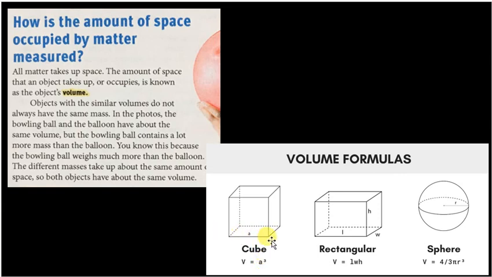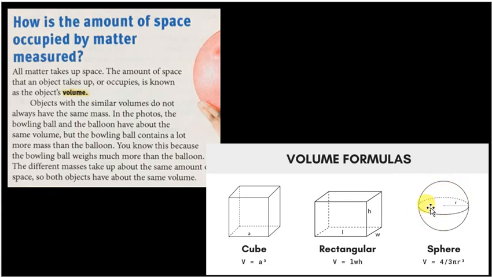In a cube, every single side is the same length. So I just take one of those sides and I multiply it by itself 3 times, right? So this side is 2. I multiply 2 times 2 times 2, or 2 to the third power, as it says here, okay? If I have a rectangular prism, I multiply the length times the width times the height, all right? And that gives me the volume here.